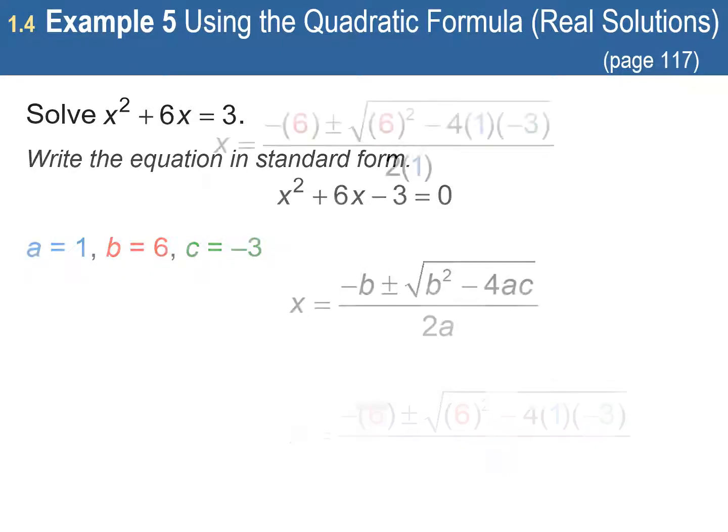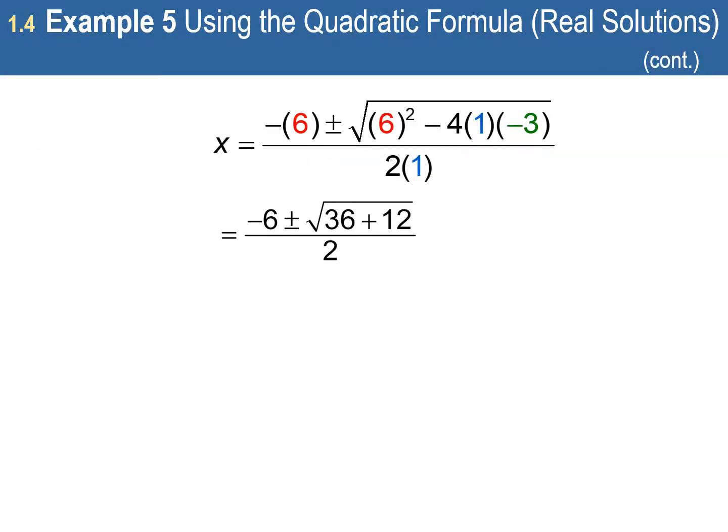All right, so this is negative 6 plus or minus the square root of 36 plus 12, over 2. Simplifying inside my radical, I get the square root of 48. Now I know that 48 is 16 times 3. So this becomes negative 6 plus or minus 4 times the square root of 3, divided by 2.